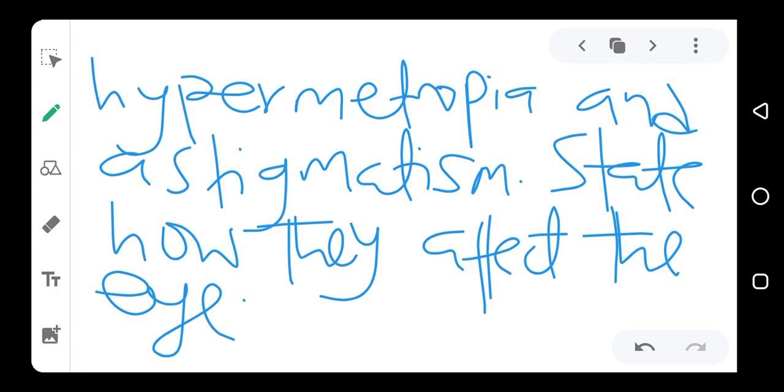Then when you name the 5 diseases, you state how they affect the eye. If you know the part of the eye where they affect, you have to mention it. And if there is any way to prevent it, you also have to indicate it.